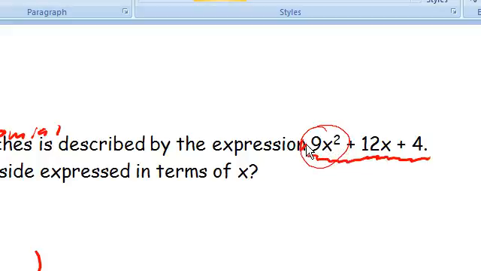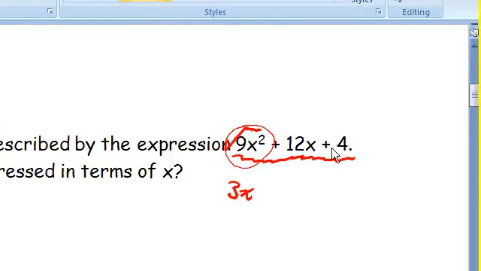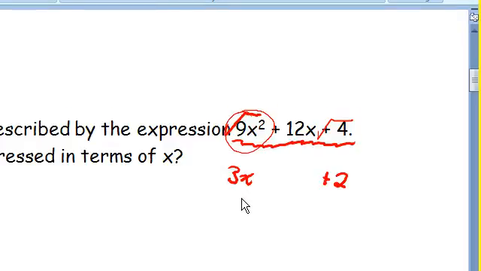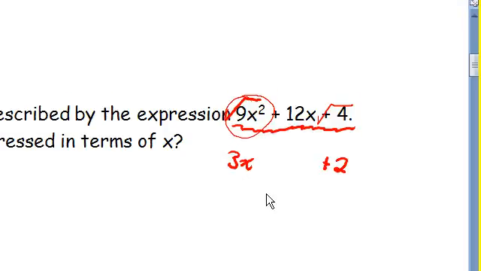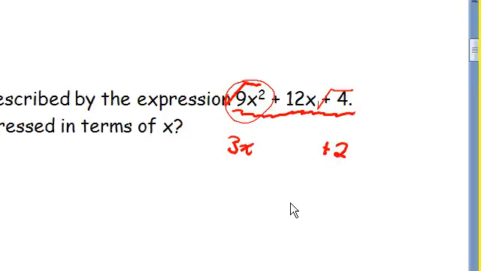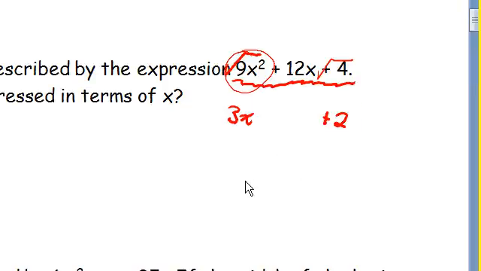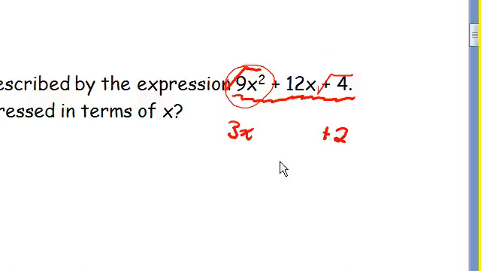Yeah, if we take the square root of this first number, we get 3x, because 3 times 3 is 9. X times x is x squared, so when we take the square root of that, we get 3x. And then when we take the square root of positive 4, we get a positive 2. And so we can start to see that this possibly could be a perfect square. We're going to need to check to make sure that our last terms add up to 12x.